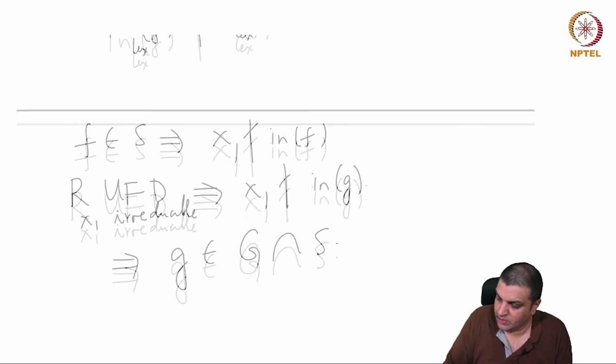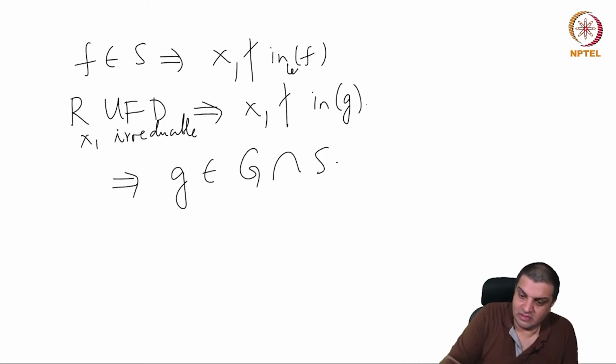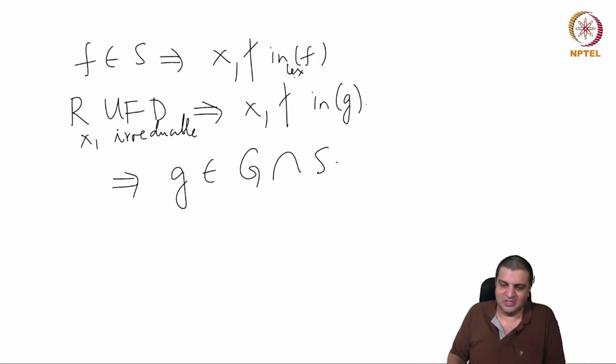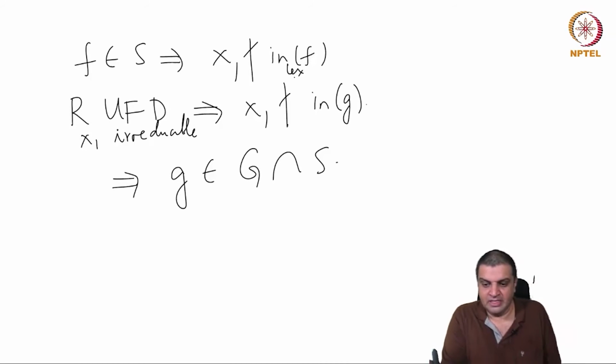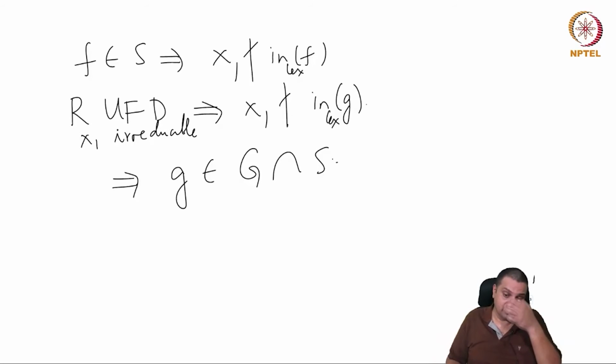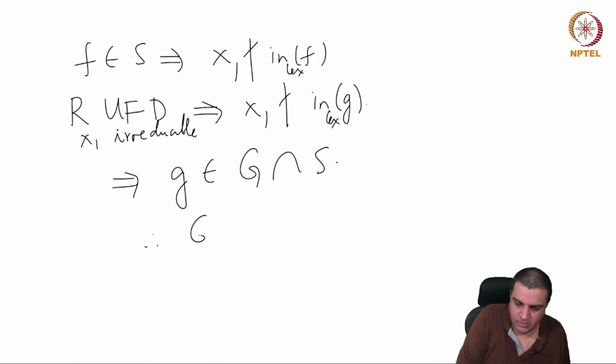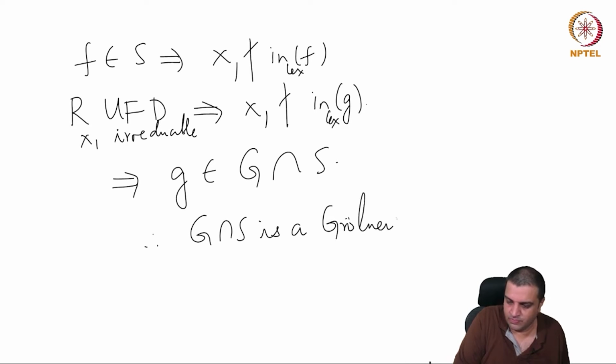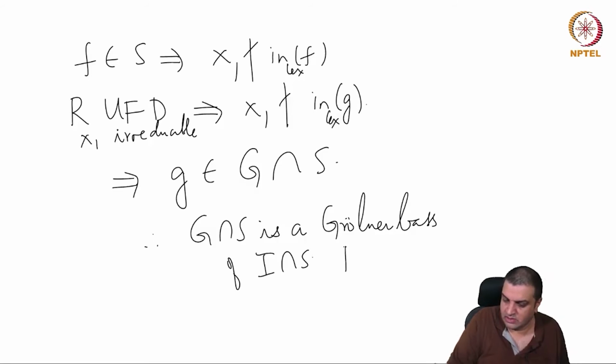The only observation, if you really are picky, is that the initial term of F, whether you think of it as an element of R or as an element of S, is the same. Similarly for g. These are with respect to lex, and hence we see that this is the proof. Therefore G intersect S is a Gröbner basis of I intersect S. That's the end of the proof.